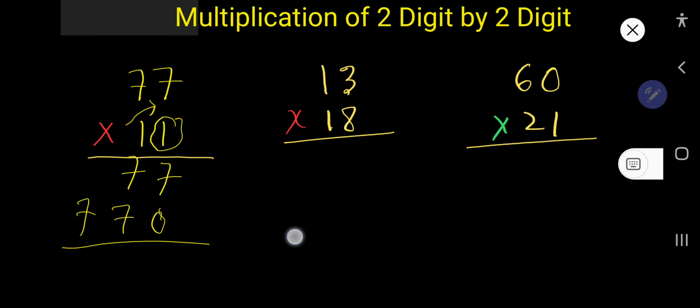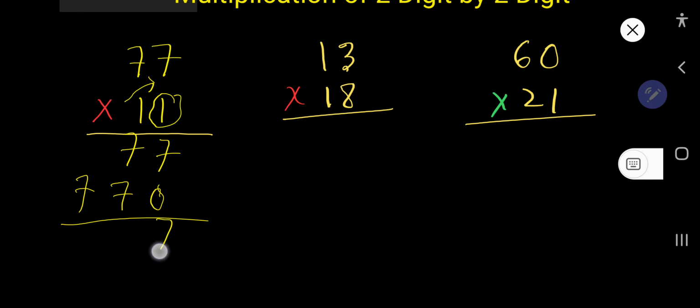Now at last you need to add. 7 plus 7, 14. Write 4, carry 1. 7 plus 1, 8. And this is the result, or product.